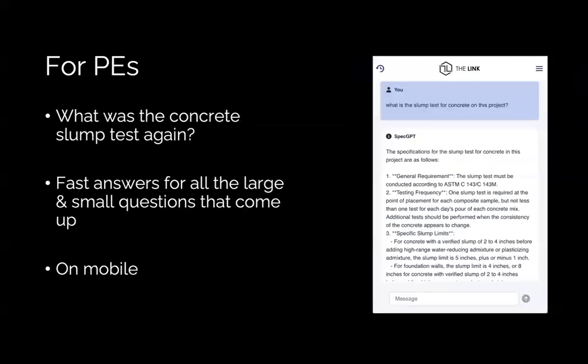Now, project engineers, half the job, or at least a meaningful part of the job, is to go find answers, make sure of things. What you see on the right is actually the mobile view. What's the slump test again? So I look for that one. But fast answers for all the large and small questions that come up, and you can do it on mobile.